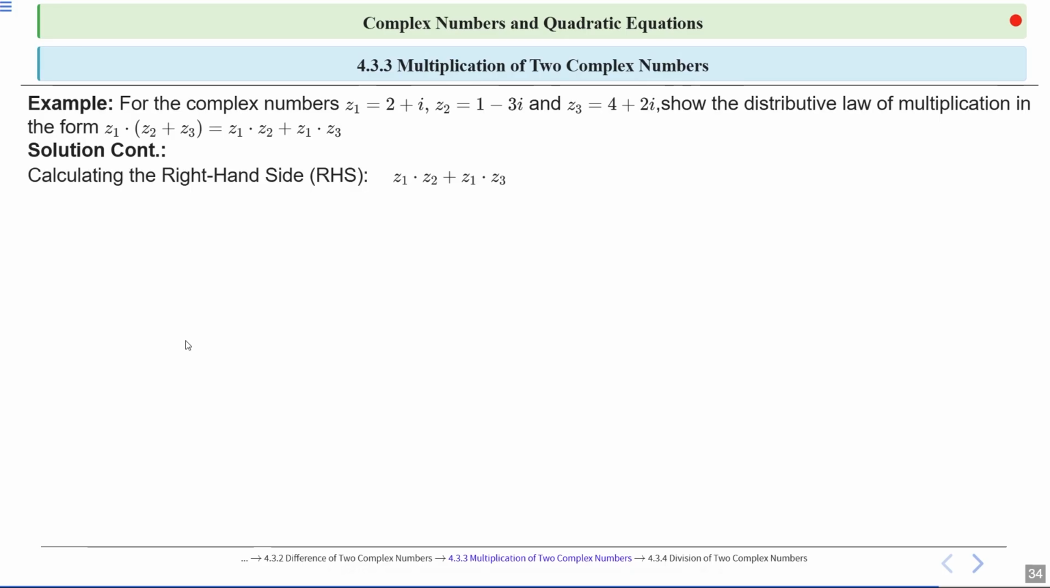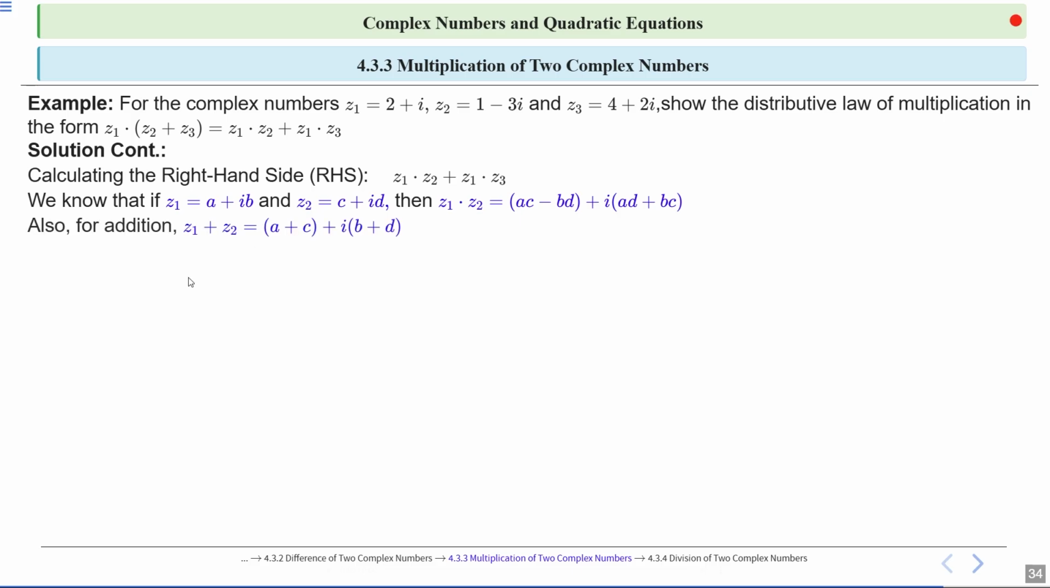Now calculating the right hand side, RHS, so z1 times z2 plus z1 times z3. We know that if z1 equals a plus iota b and z2 equals c plus iota d, then z1 times z2 equals ac minus bd plus iota times (ad plus bc). Also for addition, z1 plus z2 equals (a plus c) plus iota times (b plus d). So first multiply z1 and z2. So z1 times z2 equals (2 times 1 minus 1 times minus 3) plus (2 times minus 3 plus 1 times 1) times iota, equals 5 minus 5 iota.